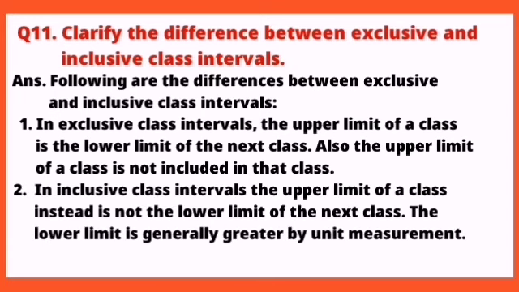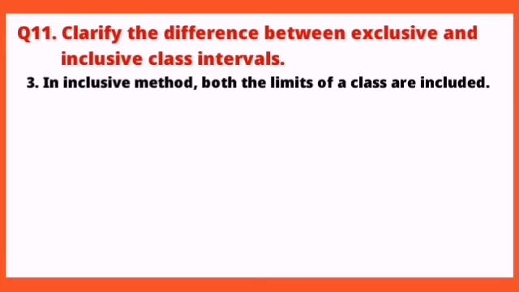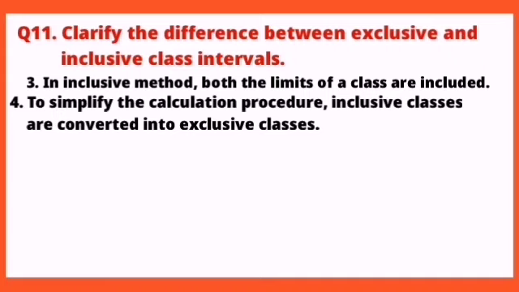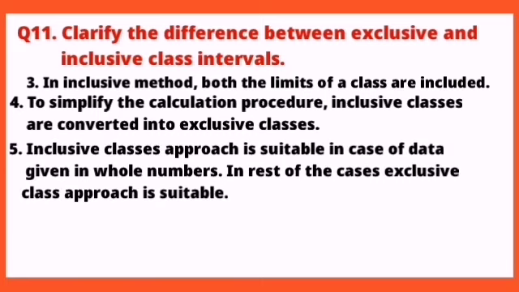2. In inclusive class intervals, the upper limit of a class is not the lower limit of the next class. The lower limit is generally greater by unit measurement. 3. In inclusive method, both the limits of a class are included. 4. To simplify the calculation procedure, inclusive classes are converted into exclusive classes. 5. Inclusive classes approach is suitable in case of data given in whole numbers. In the rest of the cases, exclusive class approach is suitable.